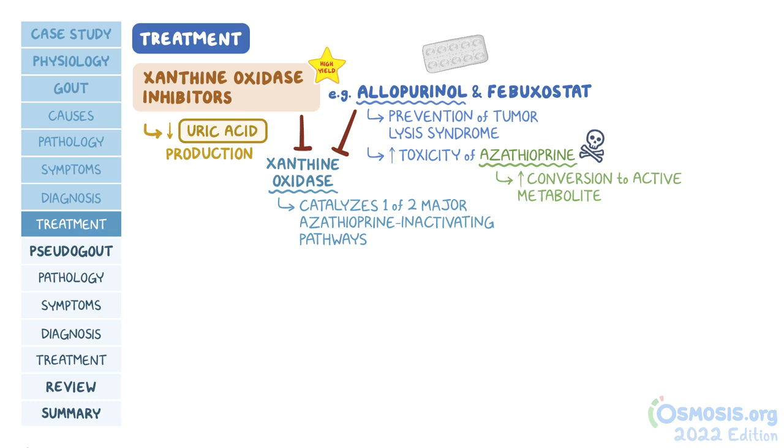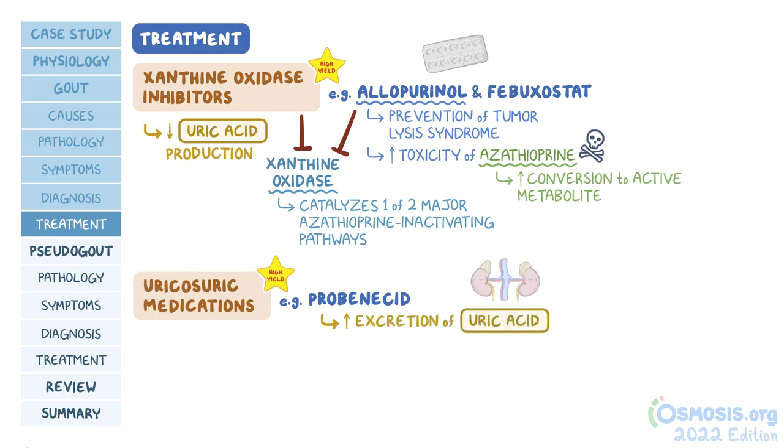The second most common option is uricosuric medications, like probenecid, which increases excretion of uric acid by the kidneys. Low doses of colchicine can also be used to prevent a gout attack.